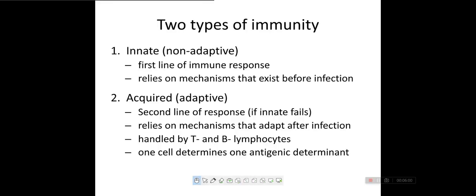There are two types of immunity. One is innate immunity and another is acquired immunity. Innate immunity means the immunity that is present from our birth, and this immunity is known as the first line of immune response. It relies on mechanisms that exist before infection.